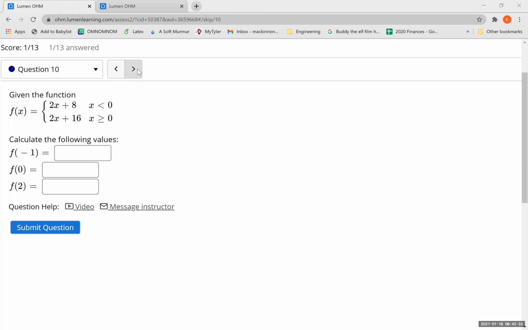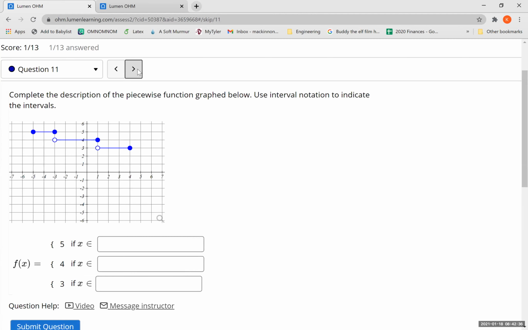And now the last one we're going to do in this video is number 11. And what you're doing here is you're labeling domains. Well, you're labeling the domain for a particular piecewise function. And in order to do that, you're labeling particular domains. So let's start with this line segment. This is definitely y equals 5. And then we'll jump down and do this line segment. This is definitely y equals 4. And then we'll do this line segment. This is definitely y equals 3.